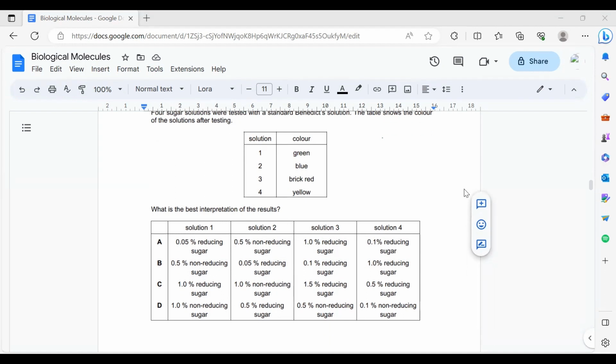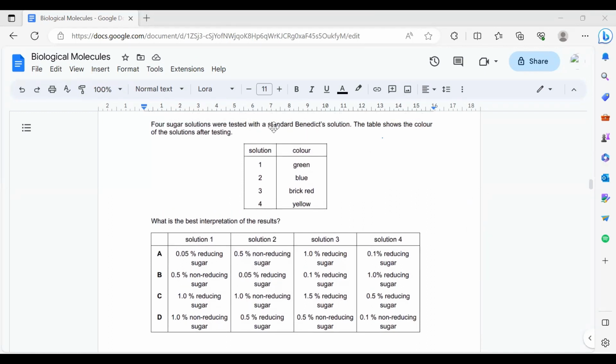So here, this is one very confusing kind of question. Four sugar solutions were tested with the standard Benedict solution. So whenever there is a Benedict solution, they are testing for a reducing sugar. The table shows the color of the solutions after being tested. Whenever reducing sugar is tested with Benedict solution, the color of the reaction changes from blue, because the Benedict solution is blue in color. So when you add it to a sample, the color of the sample also turns blue.